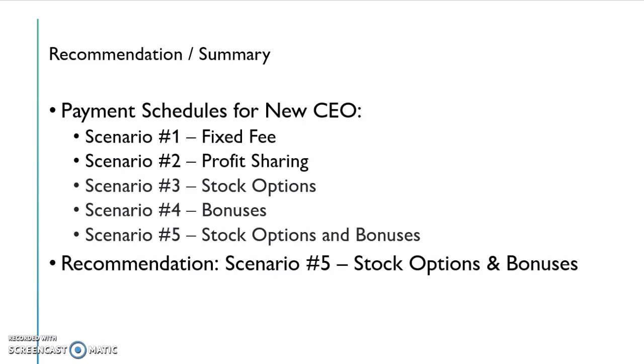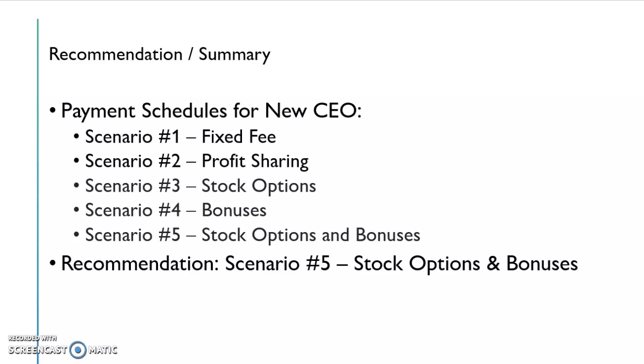So, in our final conclusion here, we look at the payment schedules for a new CEO. In scenario 1, we talked about a fixed fee. The company is about 70% risk, CEO 30%. In scenario number 2, we looked at profit sharing. The company assumes 75%, the CEO about 25%. In scenario number 3, we looked at stock options, with the company assuming 45% risk and the CEO at 55%. In scenario number 4, we discussed bonuses, where the company takes on the majority of the risk at 90% and the CEO at 10%. And in our final scenario, we looked at stock option and bonus, which broke out to about 50% for both.